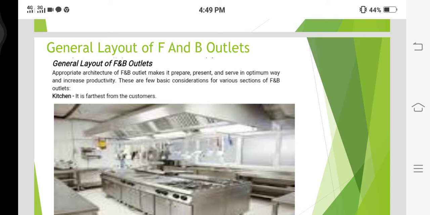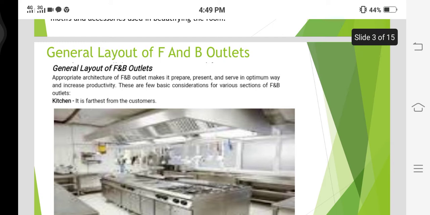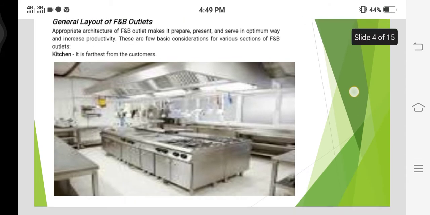So in the general layout of F&B outlets, like I said earlier, if you want to run a business like food and beverage services, you must provide furnishings, furniture, and materials, for example a restroom, so that your restaurant is more accessible, to increase the productivity of your business, to satisfy the customers.